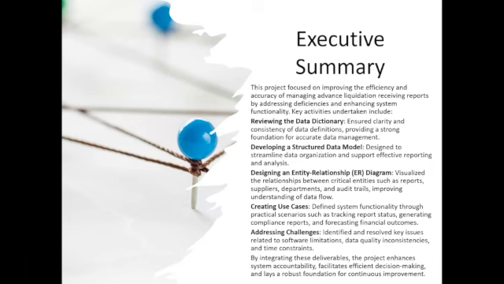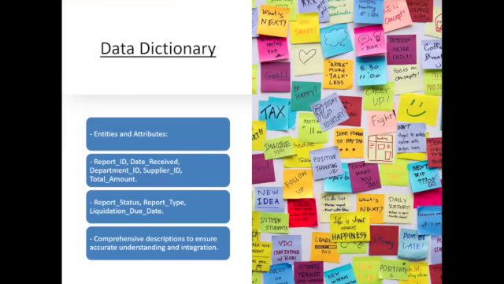Now, coming on to the data dictionary. Of course, the data dictionary served as a foundational tool for defining and managing the key entities, attributes, and relationships in our system. It provides a structured framework to ensure consistency, clarity, and accuracy in data usage across various processes. For example, in our system, entities like reports, suppliers, departments, deficiencies, and audit trails are clearly outlined with attributes such as unique identifiers, dates, descriptions, and status indicators. This allows seamless integration of data into processes like financial forecasting, supplier liquidation tracking, and compliance reporting, etc.